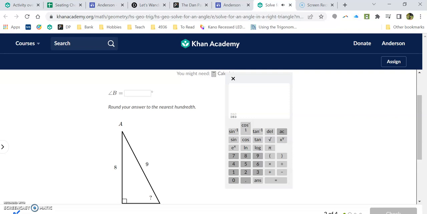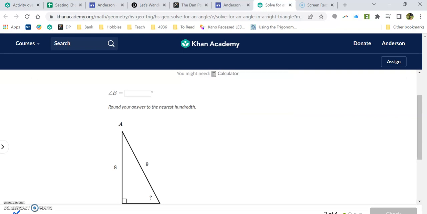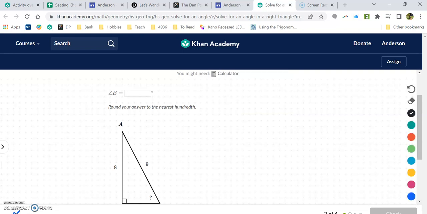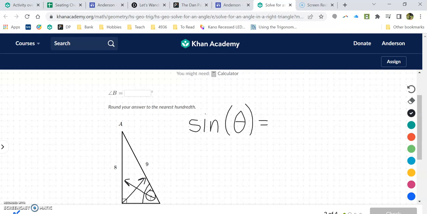All right, question 2. So, like the last problem, identify our unknown. All of these will be an unknown of an angle. What do we have? Well, we have a hypotenuse, so it's not tan. And we also have the opposite. Opposite and hypotenuse means we are using sine of theta, our unknown, equal to, sine says opposite over hypotenuse, so 8 over 9.